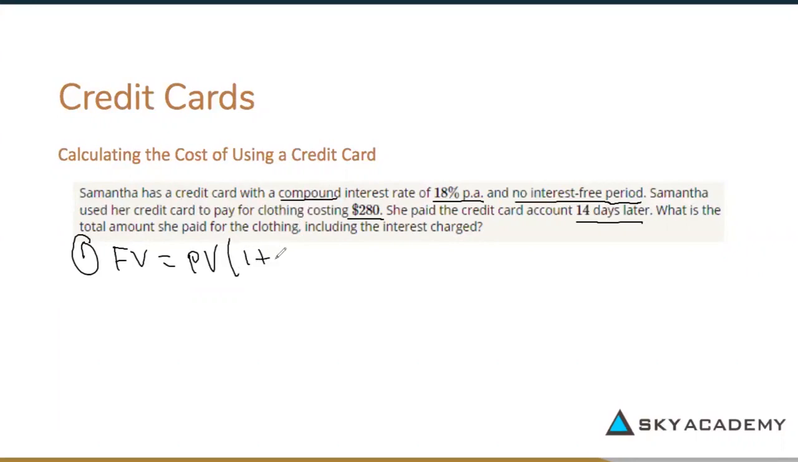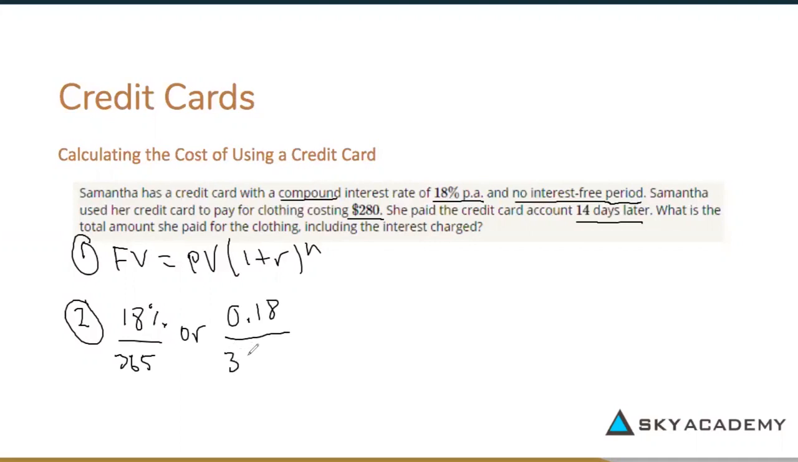The second step to do when you're doing credit cards is to calculate the daily interest rate. And if you remember, the daily interest rate is the annual or per annum interest rate divided by 365. So it can look like 18% divided by 365, or it could be 18 divided by 100, because that will give us our percent, 0.18. So 0.18 equals 18%, divided by 365, or you could actually calculate the fraction.